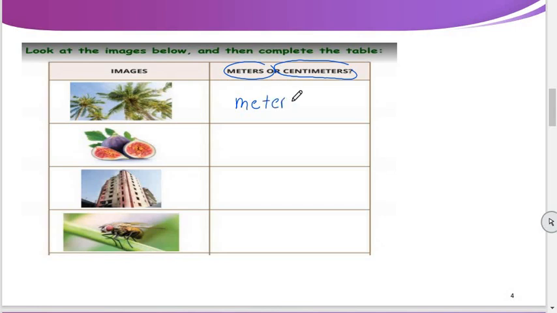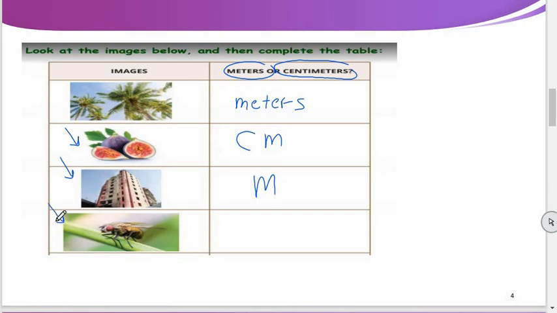So we use meters. Okay, this fig, we use what to find the length of it? Excellent. Centimeter, all right, cm. Why? Because it's very small. Okay, this building, we use what? Meter or centimeter to find the length of it? Super, we use meter because it's very long.